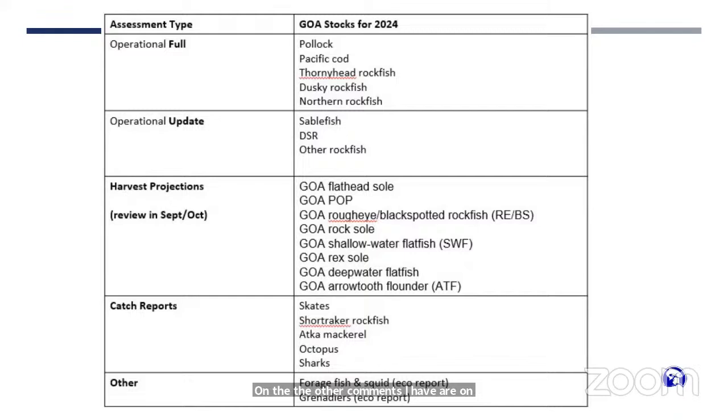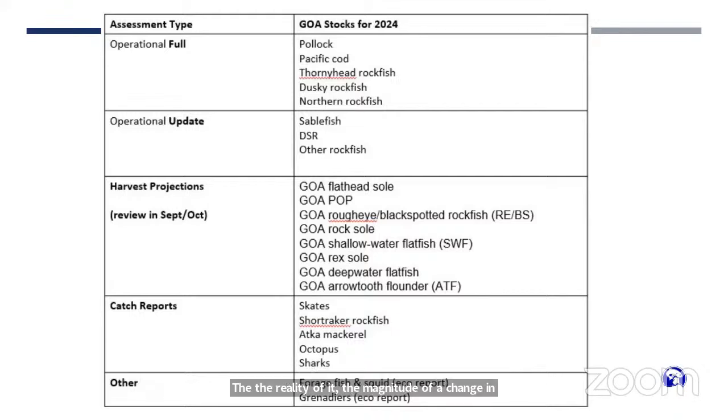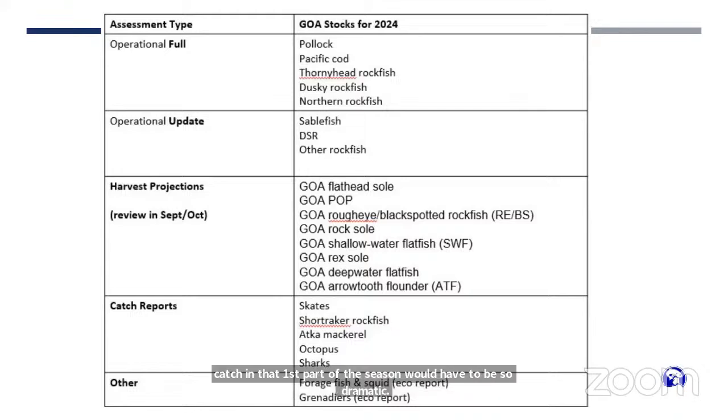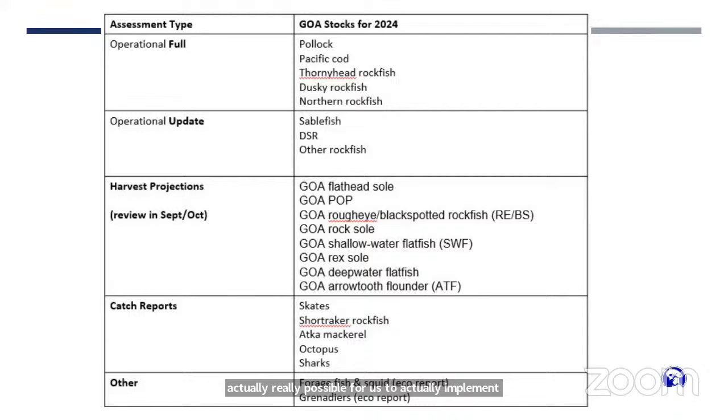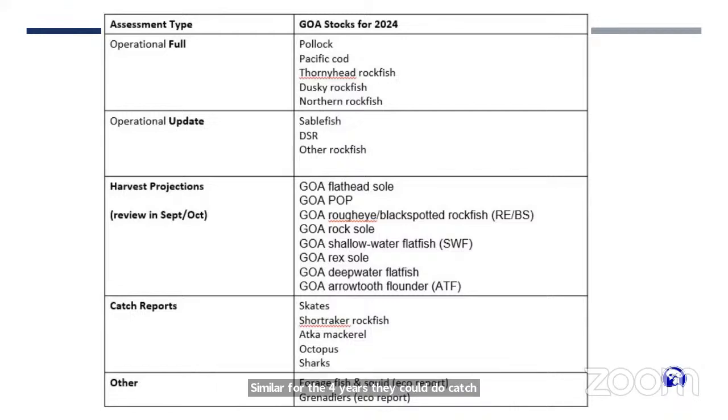I agree with Jason. I think the 2-year projections could just go to catch reports. The magnitude of a change in catch in that first part of the season would have to be so dramatic, and the change in the projection, which I don't think is actually really possible for us to implement, some change in an ABC, just warrants recommending that the staff think about moving this to catch reporting. Similarly, for the 4 years, they could do catch reporting for those other years other than halfway through. I think that would be totally reasonable. We are just going to move forward and suggest that those things are okay.